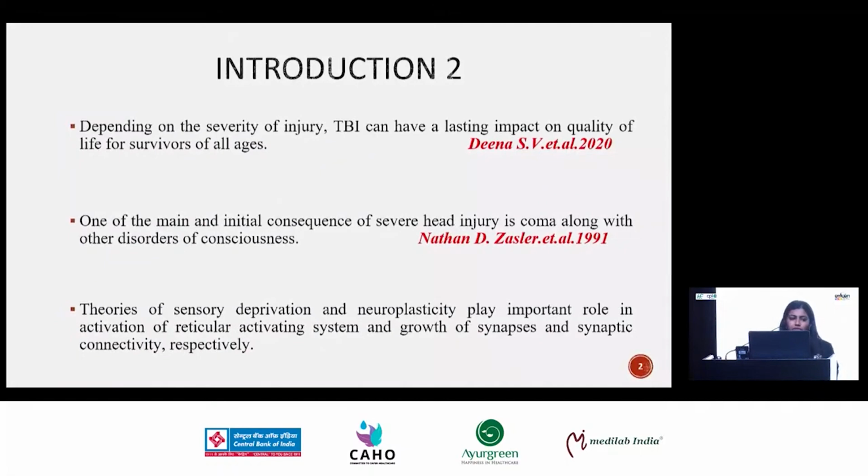Depending on the severity of injury, traumatic brain injury can have a lasting impact on quality of life for survivors of all ages. One of the main and initial consequences of severe head injury is coma, along with other disorders of consciousness. Theory of sensory deprivation and neuroplasticity play an important role in the activation of the reticular activating system and growth of synapses and synaptic connectivity respectively.